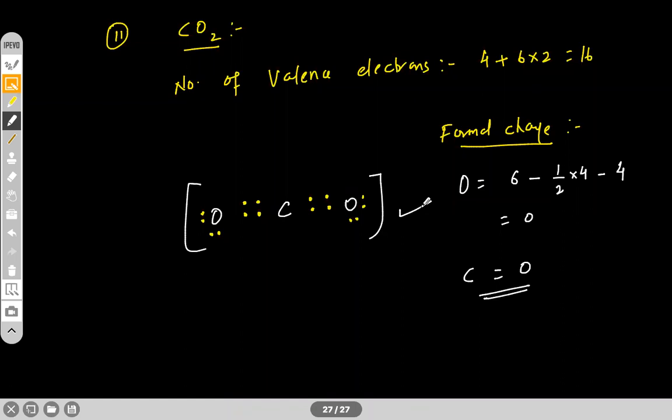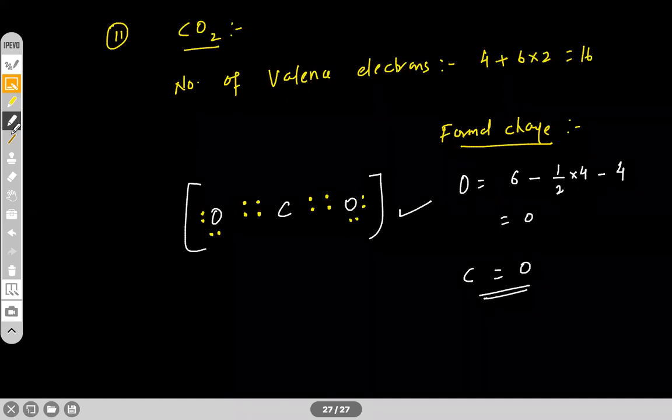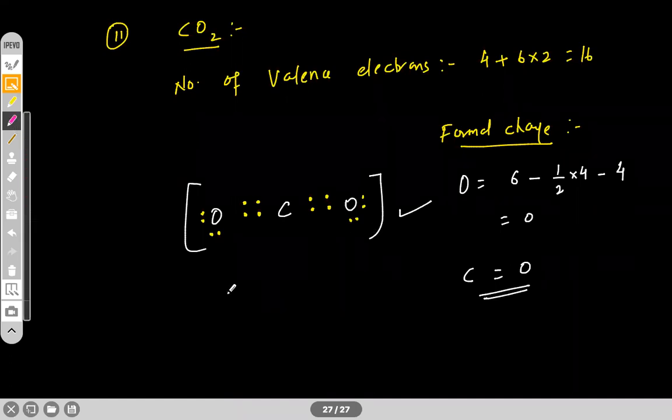See, you can draw other structures also, right? Like you can ask me, like I have done this, all of you see this? If you are asking why to count formal charge, okay, you can also ask me, sir, why to distribute electrons like this. We are calculating formal charge to write down the Lewis dot structure. That's the answer to your question.